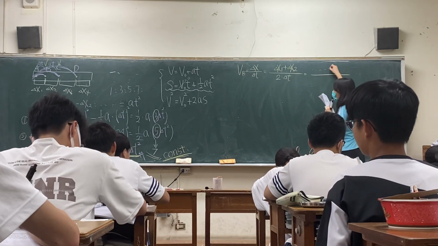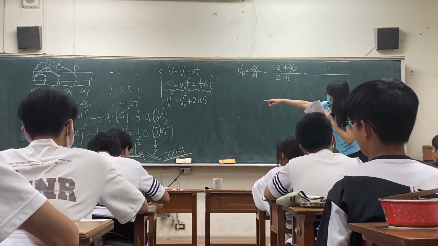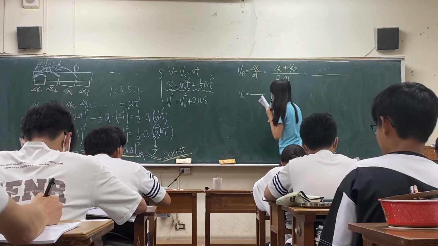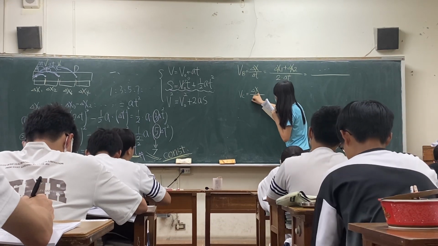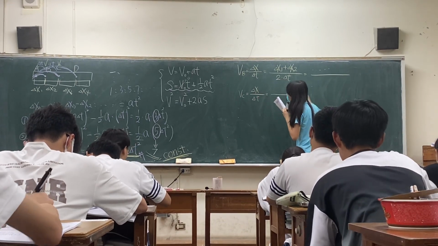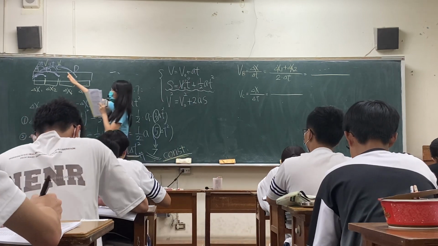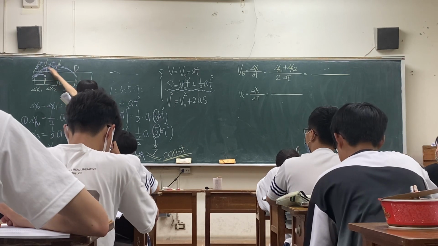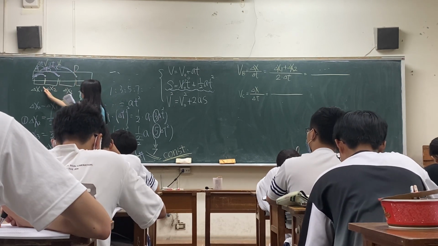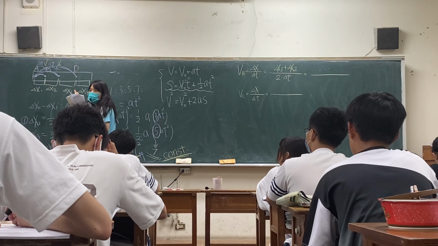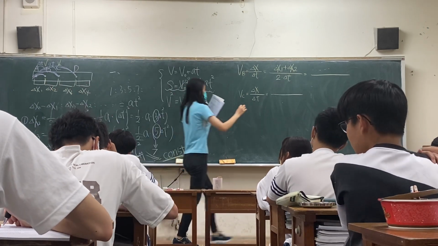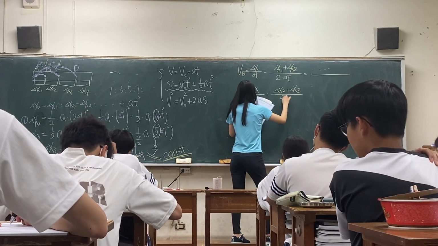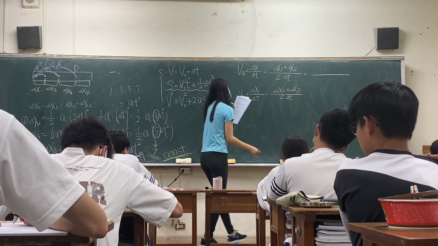I think I will leave it for you, okay? Just insert it. And for VC, the same thing. It's also a displacement over the time. So VC, that's it. It's the average velocity between B and D. So delta x over delta t. So delta x2 plus delta x3 over 2 delta t. That's it.